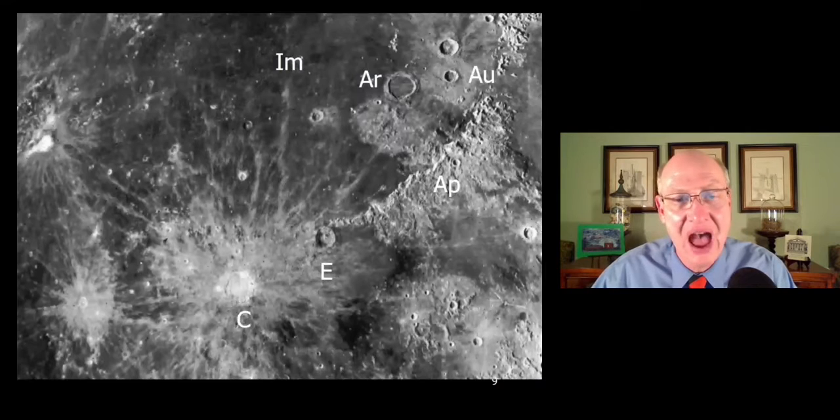Copernicus is a complex crater. We see lots of secondary craters, lots of material that was thrown out of Copernicus right there. Here's the crater Eratosthenes right there. So there is Eratosthenes. There are the Apennine Mountains. You can clearly see the ejecta blanket around Eratosthenes. And then there is the crater Archimedes right there.